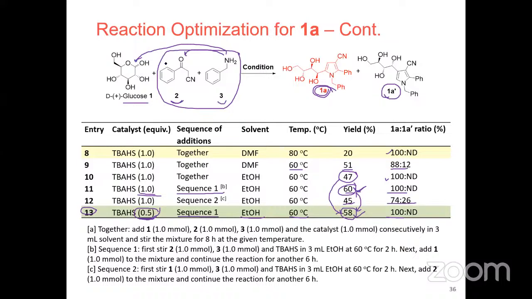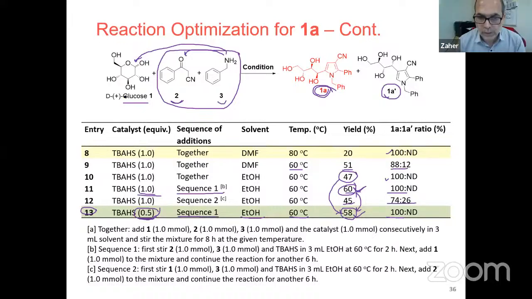I want to ask you about the entry number 8. It looks like the temperature is 80 Celsius. It's different from the others that have 60 Celsius. I'm a little bit curious about how it happened. And then I want to ask you, what if we change the solvent to ethanol, and is it related to the boiling point of the ethanol itself?